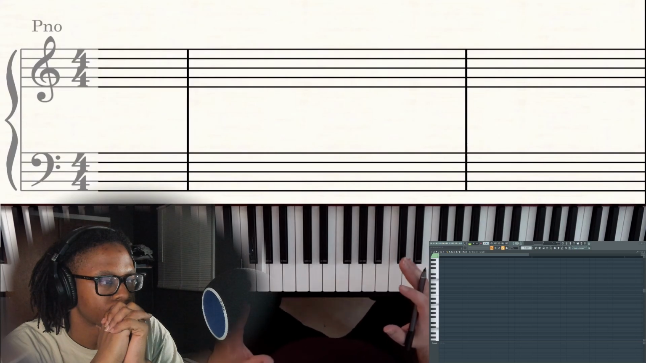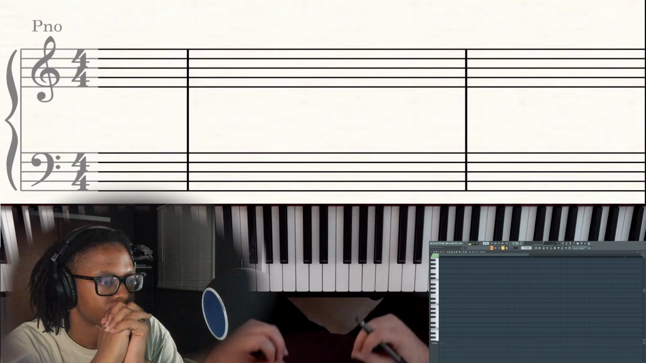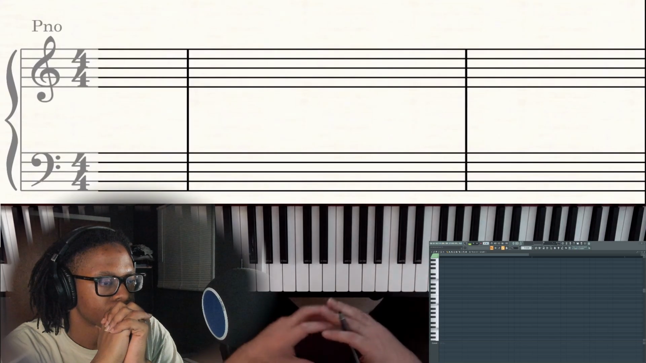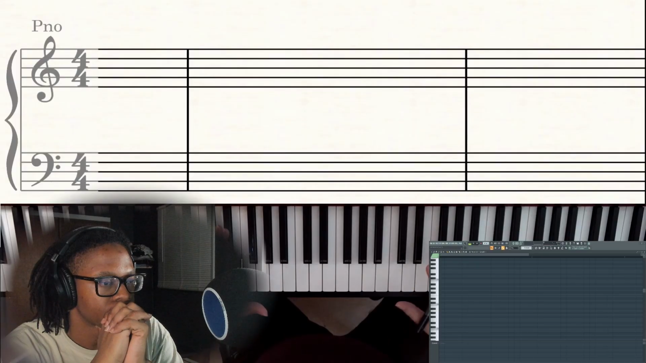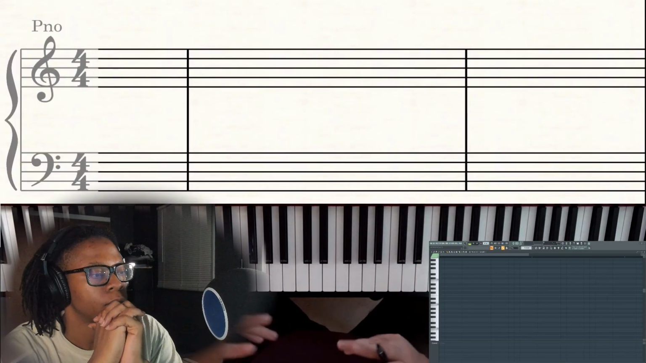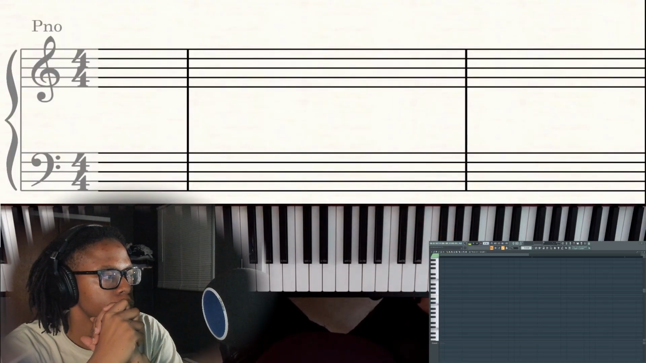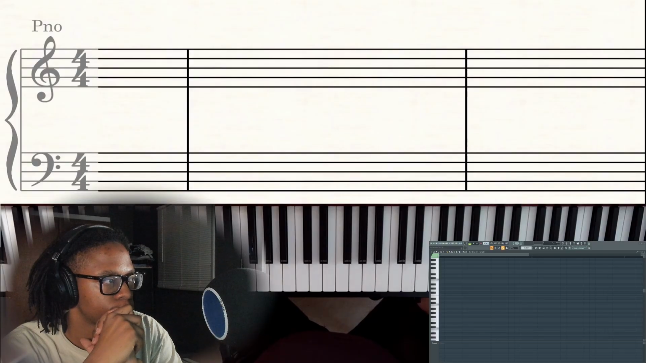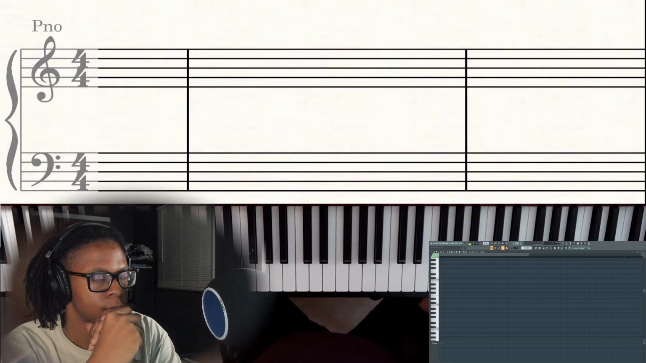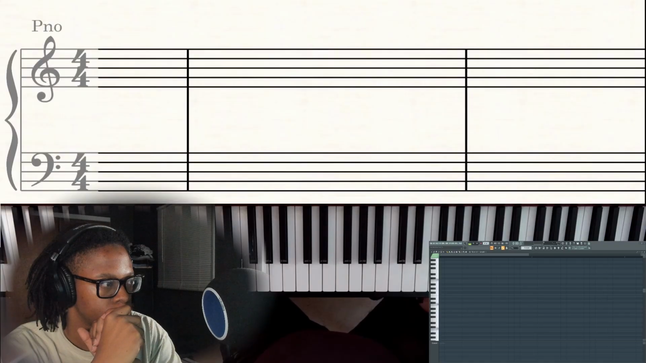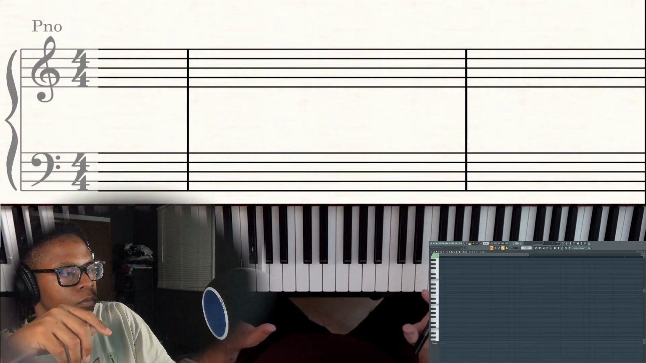I like to think of a measure as a box, because a box can fit a certain amount of things in it. And these things in rhythm are called beats. So each of these boxes can fit 4 beats. And what tells us that? Well, this number over here, 4/4. This is called the time signature, by the way. The top number in a time signature tells you how many beats fit in each of these boxes.